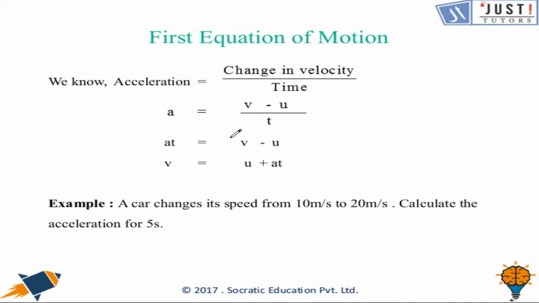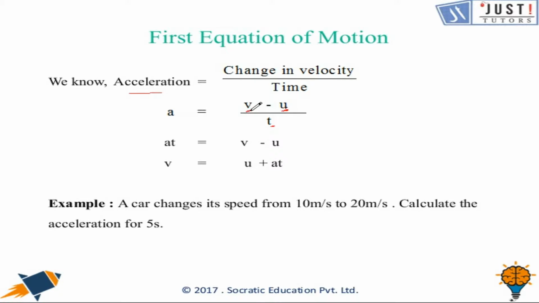The very first is first equation of motion. So let me tell you that there are three equations of motion, and we'll start learning from the very first equation of motion. As we know very well that acceleration is change in velocity over time. So we can denote acceleration by small a. Change in velocity is difference between the final velocity and the initial velocity. So initial velocity is represented by small u and the final velocity is denoted by small v, and we have used small t as time.